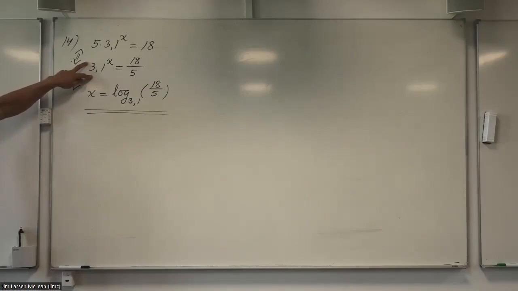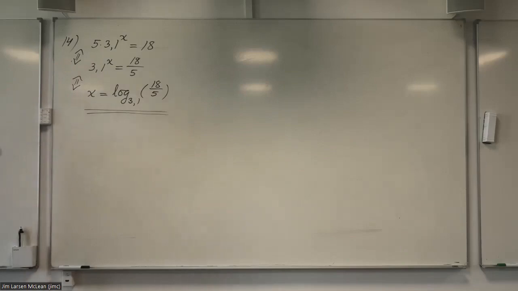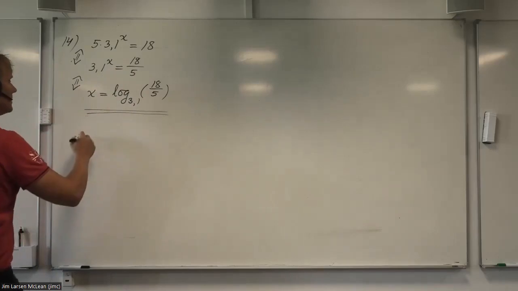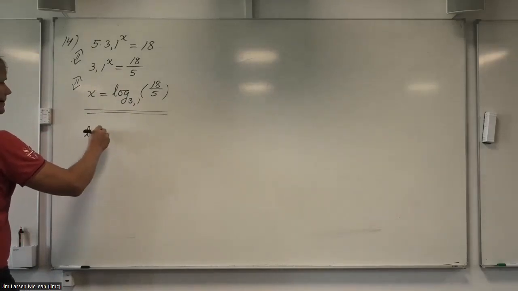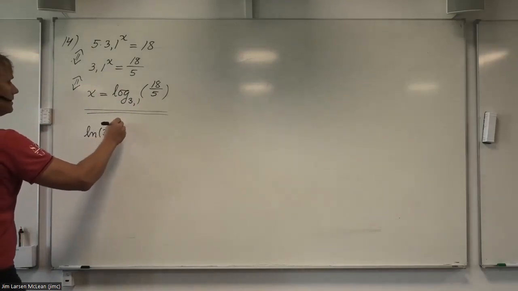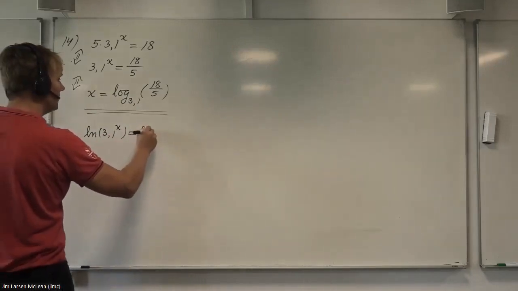By doing so, I've actually proven to you that all logarithms are proportional. And that means if one knows one of them, they know them all. Let's try taking ln on both sides here. So we've got ln. So 3.1 raised to the power of x is equal to the ln of 18 over 5.